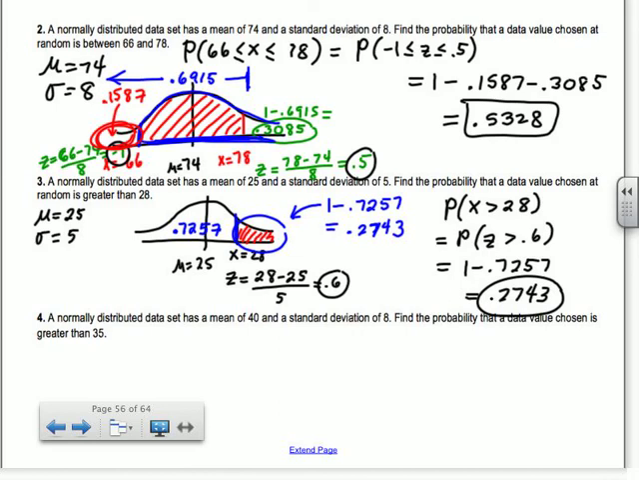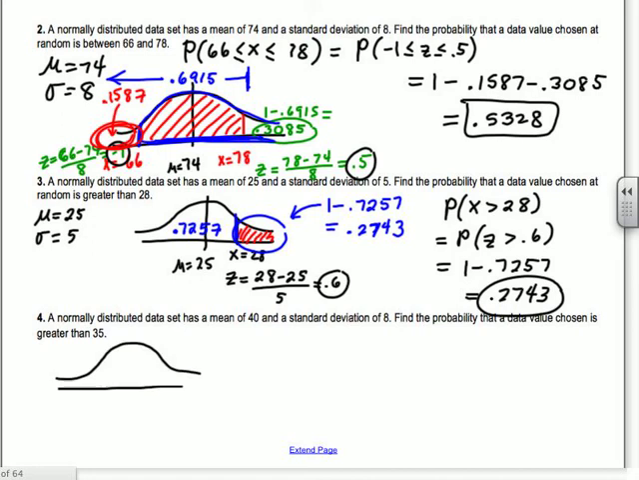It says a normally distributed data set has a mean of 40 and a standard deviation of 8. Find the probability that a data value chosen is greater than 35. Okay, so remember the key to these problems is drawing a picture. So we're going to draw a picture. We know our mean is in the middle, and it's 40. Our standard deviation, that's our sigma. So sigma is equal to 8.